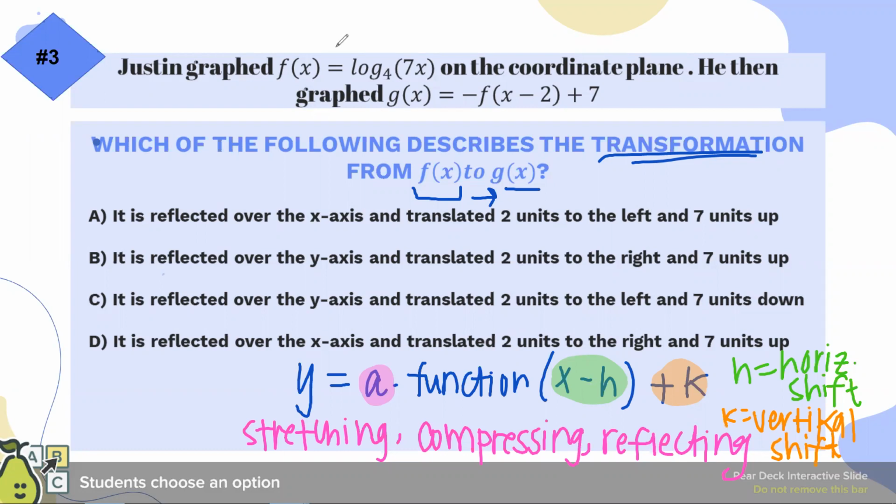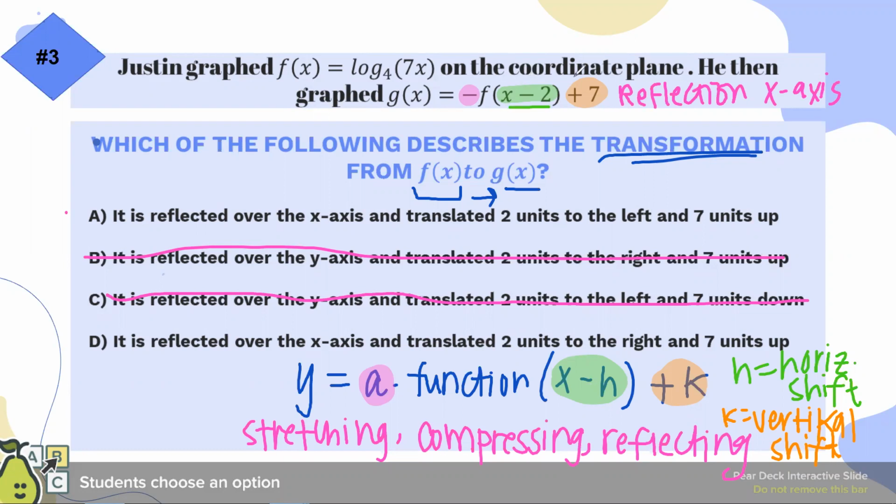So looking at this equation, g of x has some of these elements embedded into it. It has a negative in front, it has x minus 2, and it has plus 7 on the outside. So we know that a negative value is going to tell us straight away that that is a reflection across the x-axis. So let's take a look and see. Reflected over the x-axis, reflected over y, definitely not B. Reflected over y, definitely not C. D, reflected over x-axis. Okay.